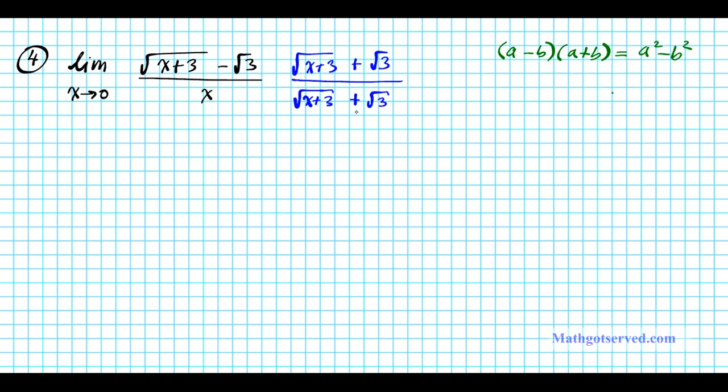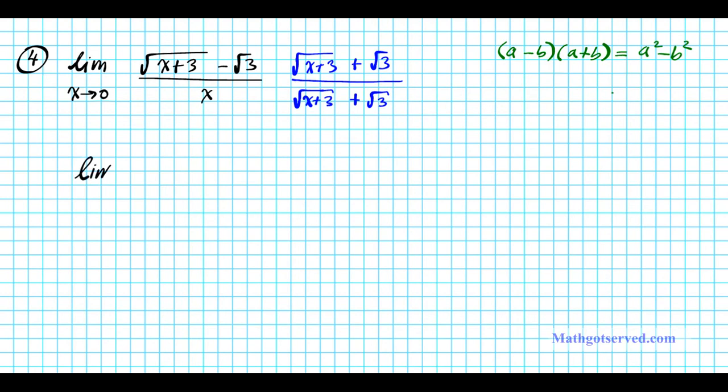Now, how do you find the conjugate? You just simply invert the sign in the middle. Remember, we already have a minus b, so you just invert the sign of the second term to get your conjugate, like that. So what we'll do here is just multiply the numerator out.